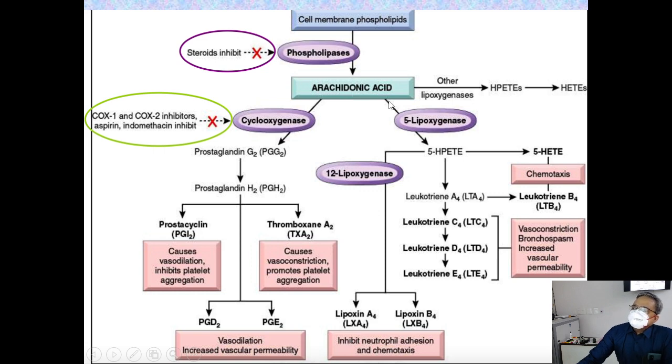If you come to the lipoxygenase pathway, there are two main things which can get produced. One are the leukotrienes and the others are the lipoxins. Important mediators are leukotrienes, and you can broadly divide them into B4, chemotactic, and C4, D4, E4.